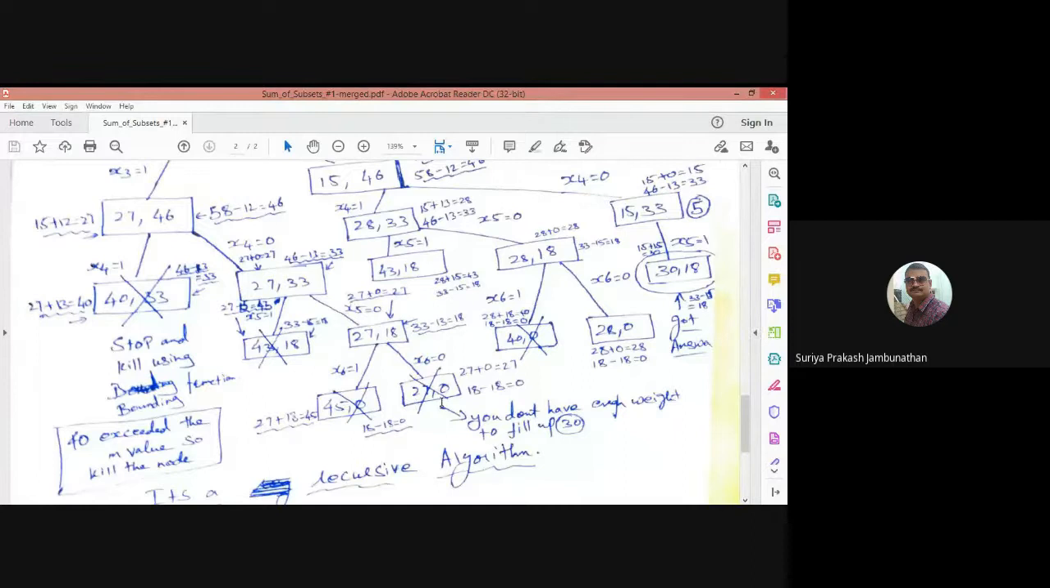When you go to this side, x6 equal to 0, we are not considering x6. While not considering x6, the 27 will come as it is. The object value will remain as it is, and the weight will be what we got, that is 0. So 27 comma 0. Further, if you try to add, you are not able to get 30.